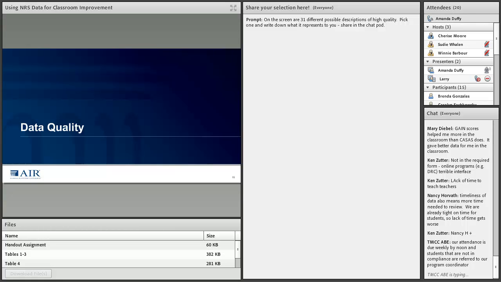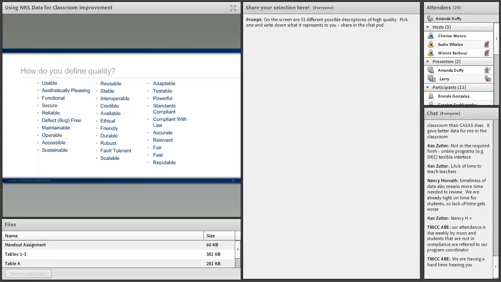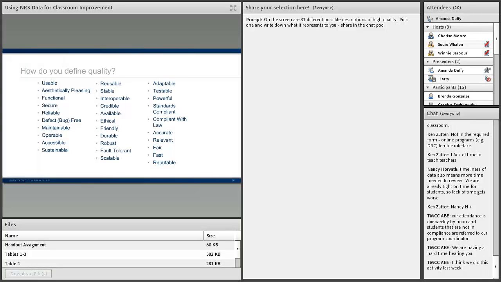I'm going to switch slides here, and you're going to see 31 different possible descriptions of high quality. What I'd like you to do is take a look at these, pick one, and write down what it represents to you. It doesn't have to be about education data, but think about the quality of different types of things and services and places you access. Select one of those words and write it down and what it represents to you.